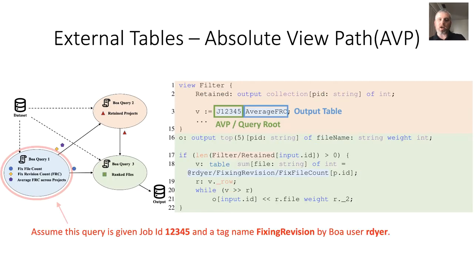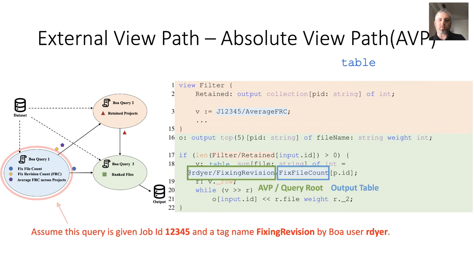Now if you are actually trying to reference another job and possibly another user's job, then you do need to make use of the full path. Right? So here we would have to reference it either by J or by @ or Dyer / fixing revision, one of the 2.